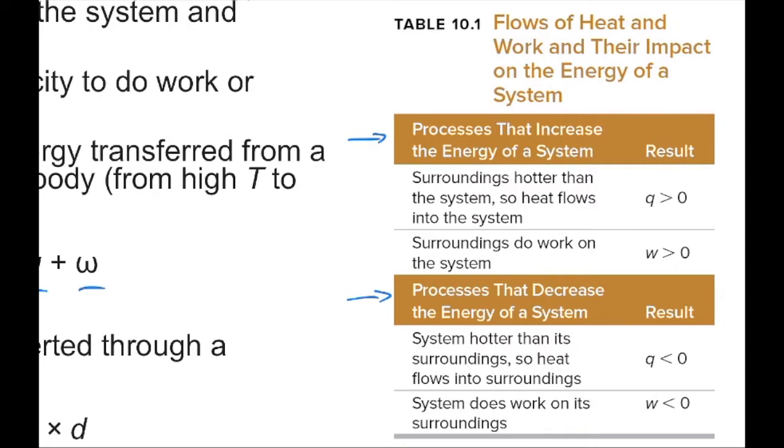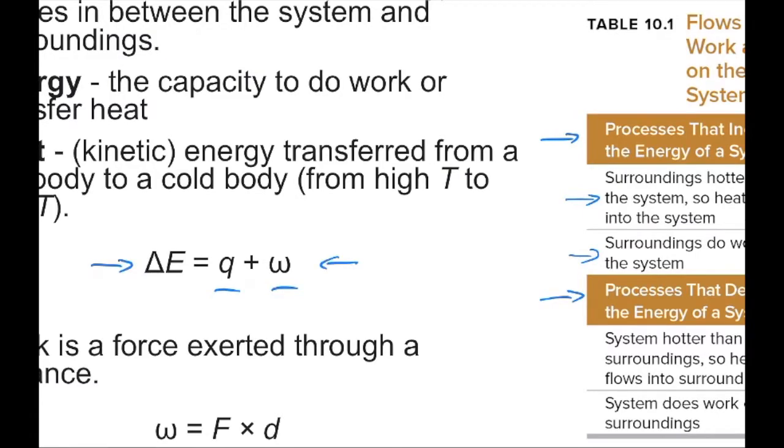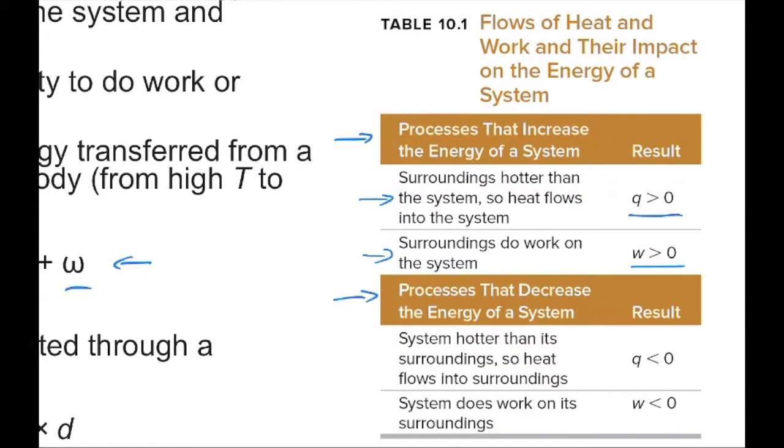So a process that increases the energy of the system, in that case, the surroundings are going to be hotter than the system, and so heat is going to flow into the system from the surroundings. And in that case, Q is going to be greater than zero. And also we're going to have surroundings that do work on the system. Right? So in that case, W is going to be greater than 0. And if we look at our equation here, delta E equals Q plus W, if both Q and W are greater than 0, then we're going to have a positive delta E, which means that the energy of the system has increased.